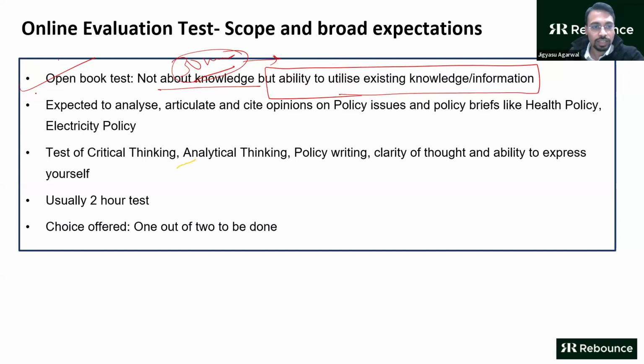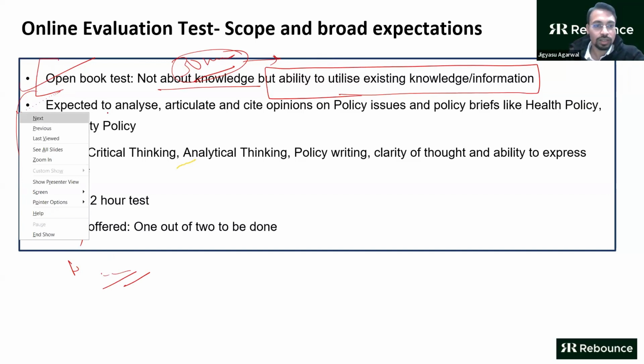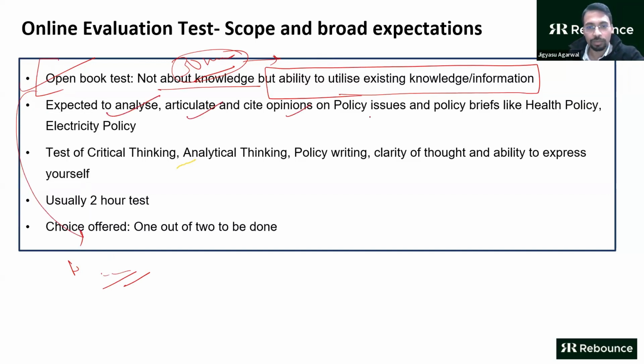So here, obviously, how to Google, how can you optimize your overall performance in Googling and doing all that, we can certainly help you out with all these things if you decide to become part of our program. And here, ideally, you are expected to analyze, articulate, and cite opinions on policy issues and policy briefs, like health policy, electricity policy, etc.